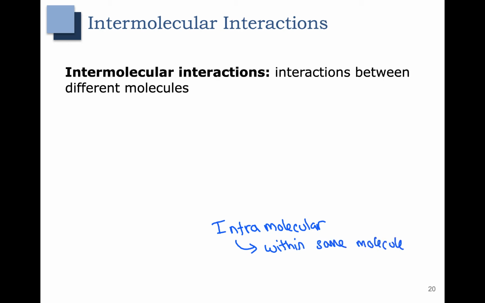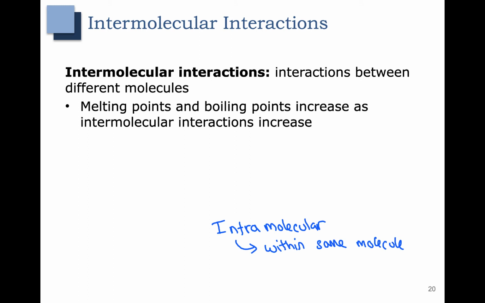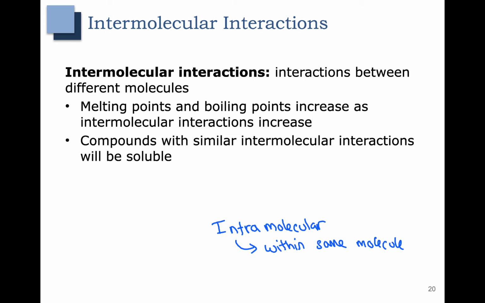It's important for us to understand intermolecular interactions because this is going to help us to understand a lot of concepts in organic chemistry. For example, melting points and boiling points. Melting points and boiling points increase as intermolecular interactions increase. So if we understand those intermolecular interactions, we can predict these increases. Additionally, compounds with similar intermolecular interactions will be soluble, so this helps us to predict solubility.